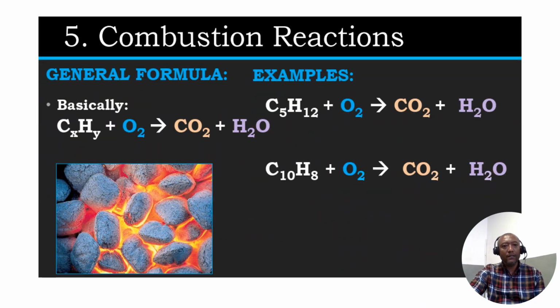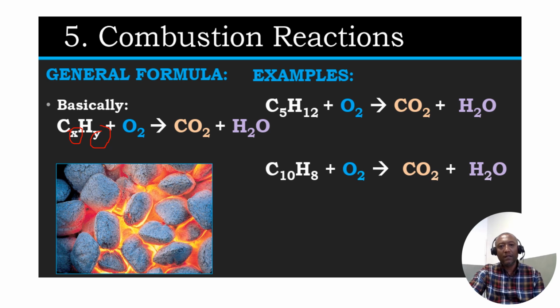Here is the general formula. This carbon having X and hydrogen having Y. As you know, hydrocarbons are compounds which consist of only carbon and hydrogen. But this X and Y indicate numbers. Then when they are combusted with oxygen, they form carbon dioxide plus water.